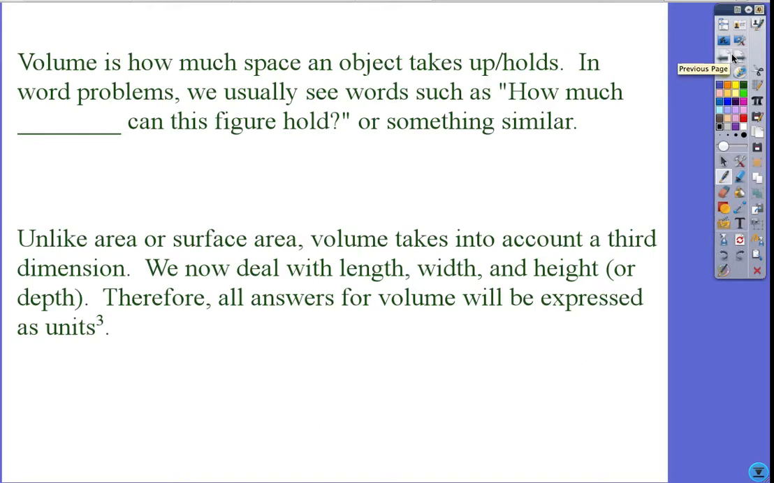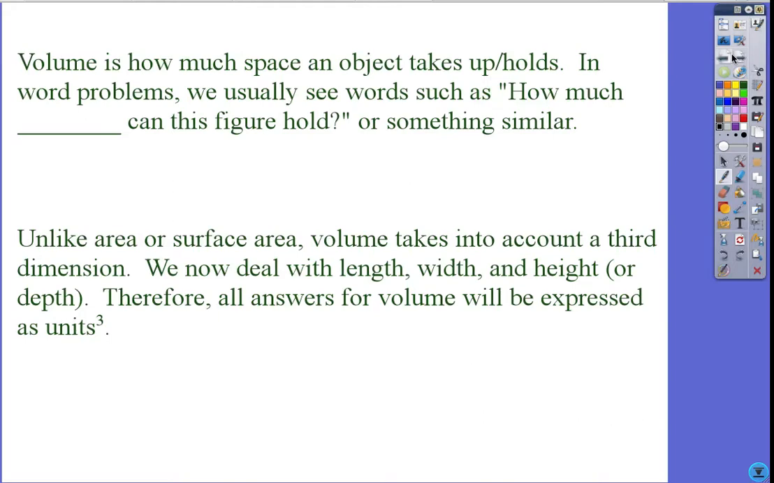Volume is how much space an object takes up. And in word problems we'll often see this as how much of whatever some object can hold. So what can fit inside the object. Surface area was what can go on the outside. Now we're looking at what's on the inside of the figure.